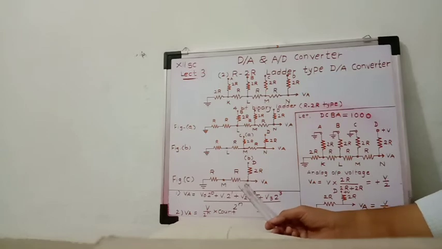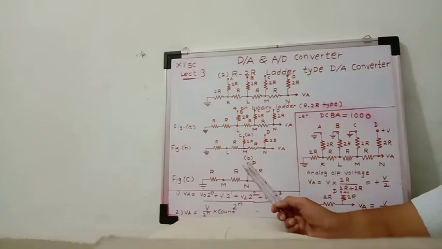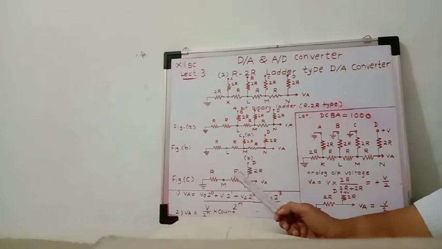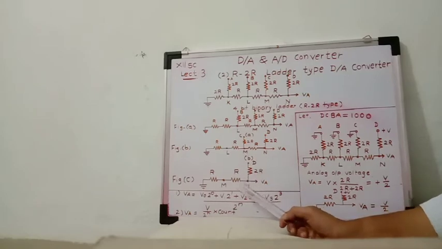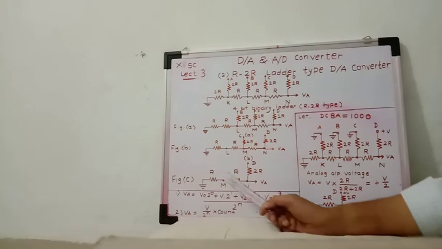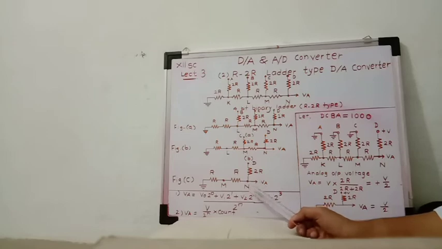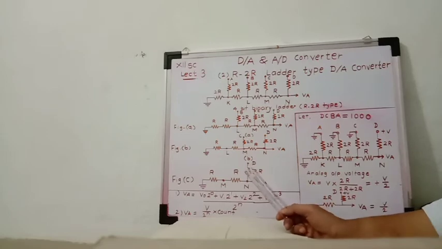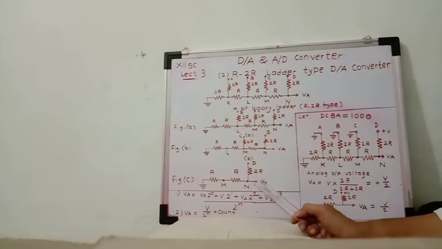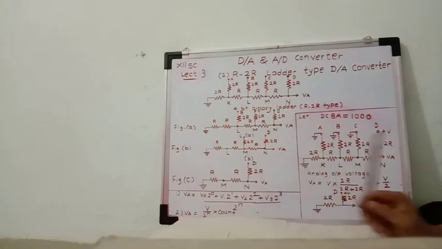Again this 2R and the 2R which is connected to the voltage source D are in series, and so VA is equal to 2R divided by 2R plus 2R, into V.